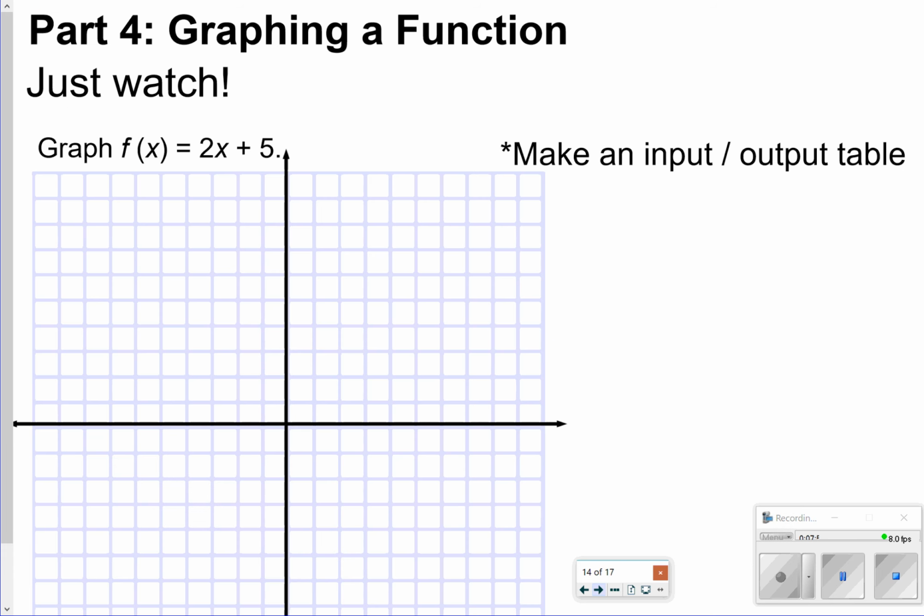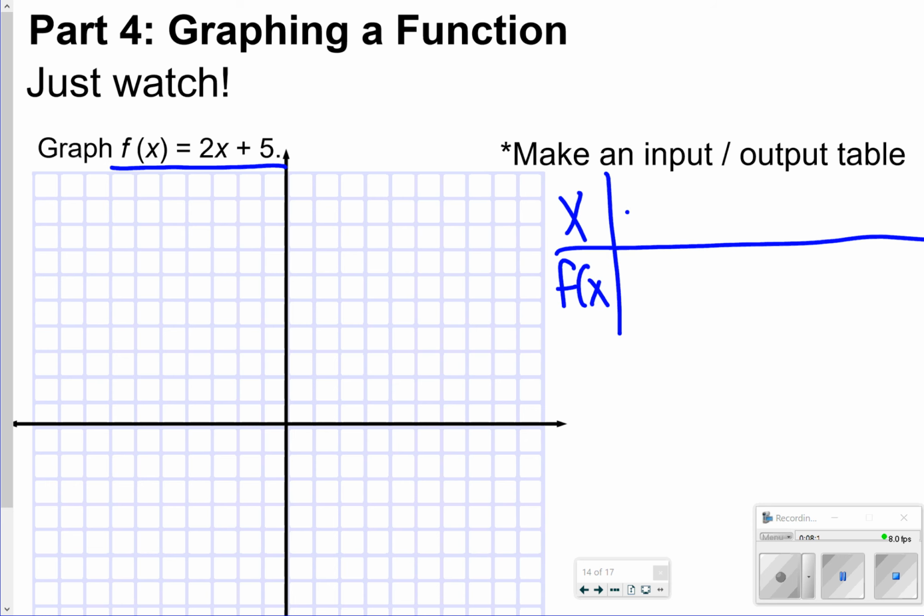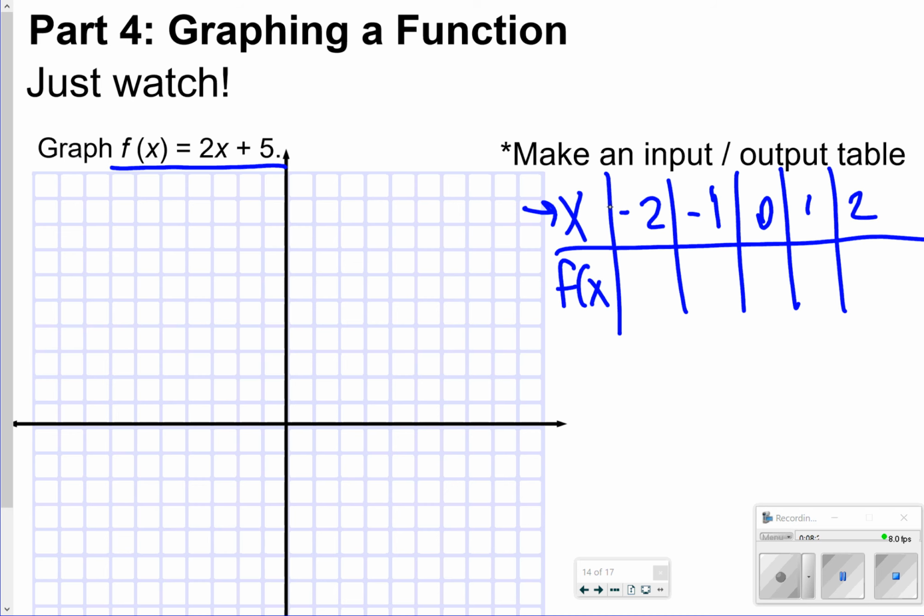The last type we're going to look at is when you graph a function. So you're given a function here, and all you have to do to graph it is make an input-output table to get your x and y points, or your x and f of x points. So this is what you're going to do for the next example. I pick 5 points, -2, -1, 0, 1, and 2. And that just kind of gets you a good range. So I would make sure to choose these every single time. And all you have to do is plug in each one of those values.